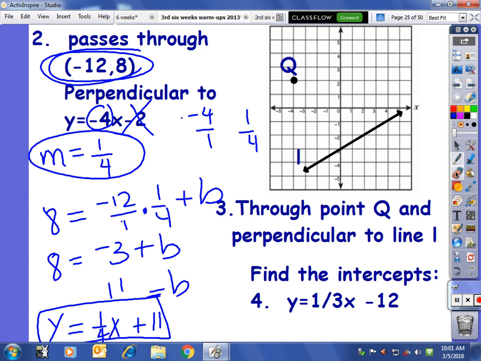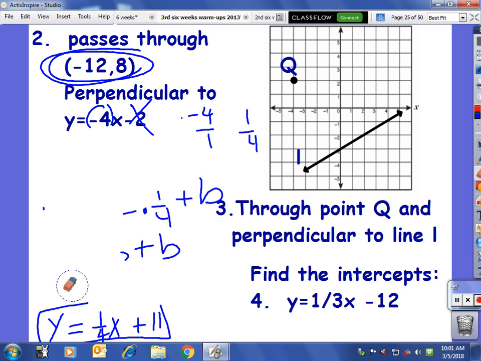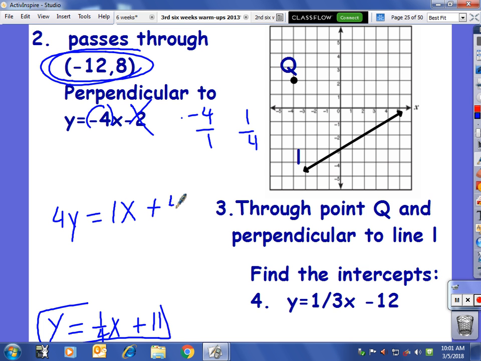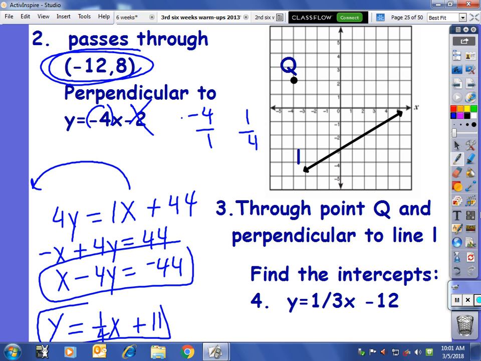Now, that's my slope-intercept form. What if I required, and I did, standard form? Multiply everything by 4. That would give you 4y equals 1x plus 44. Move that 1x to the other side, it becomes -1x plus 4y equals 44. Force it to be positive. And there you go. Are we good with those?